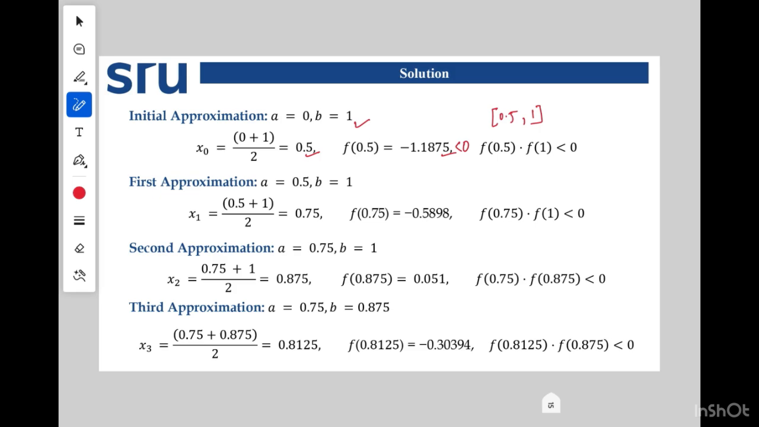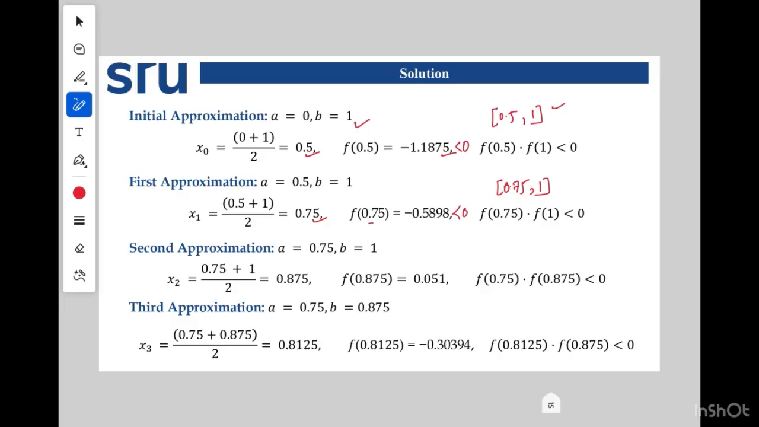Now if we have the new interval, we can calculate the first approximation by dividing the interval. So your first approximation x1 equals 0.5 plus 1 divided by 2, and the value is 0.75. Now again, if we put x equal to 0.75, we have a negative value. So f of 0.75 is less than 0, f of 1 is greater than 0, means the root lies between 0.75 and 1.